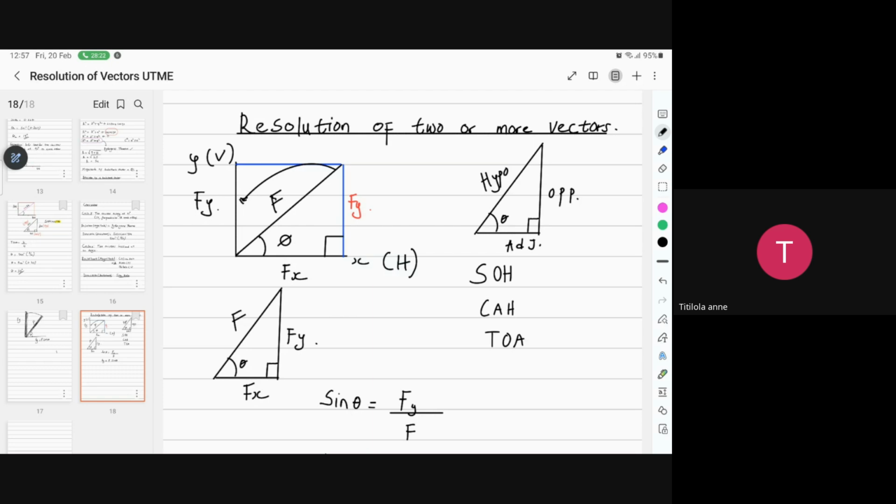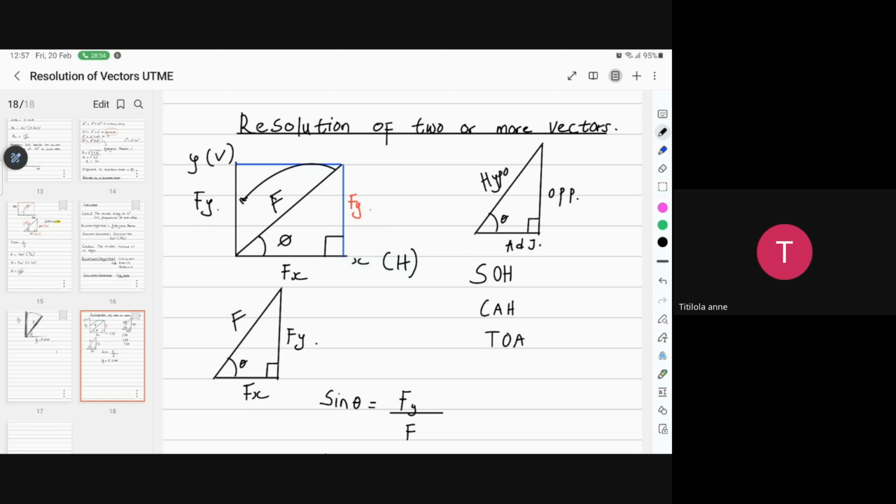Now, the next one I want to talk about. If I now want to resolve this force to the horizontal, remember that it is still slanted this way. How will I resolve? I'm going to bring it down like this so that it becomes horizontal. That horizontal force is what we call Fx, the horizontal component of the force. This side, bringing it up, is the vertical component of the force. Remember that it is slanted.